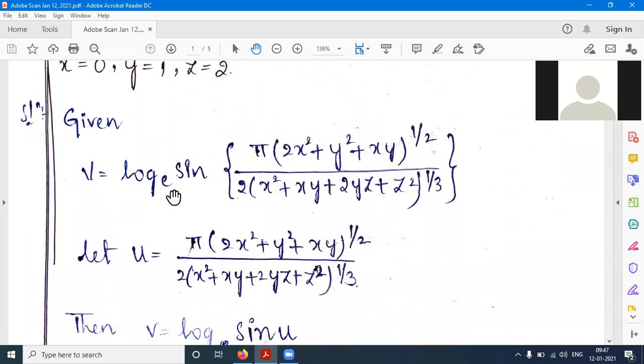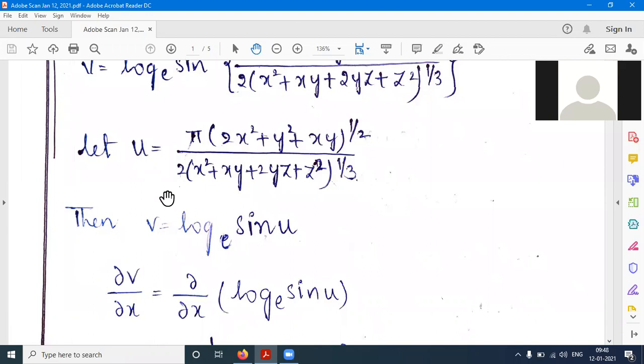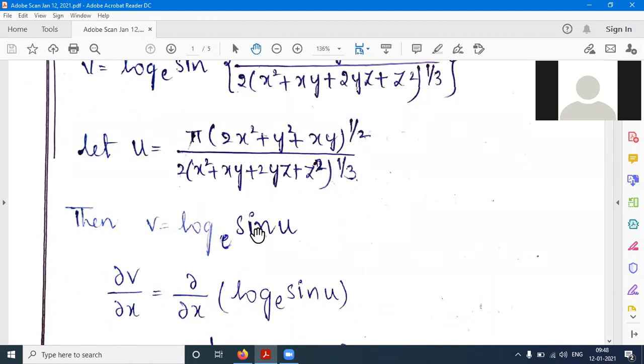Solution. Given v is equal to log sine of, so what is there, that one we are writing. So let u is equal to, this total term we are equating to u. So let u is equal to pi into (2x square plus y square plus 2x) whole to the power of 1 by 2, divided by 2 into (x square plus xy plus 2yz plus z square) whole to the power of 1 by 3. Then v is equal to log sine u, because we are taking this total term as u. So v is equal to log sine u.